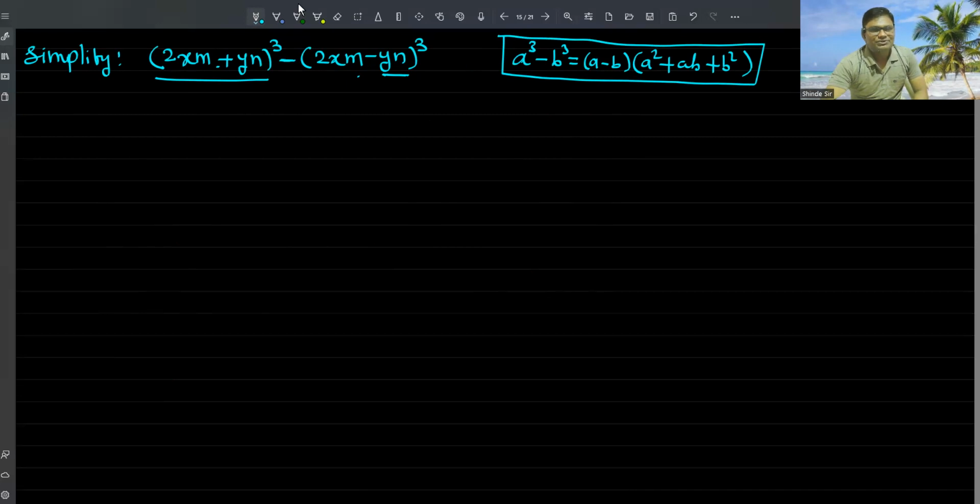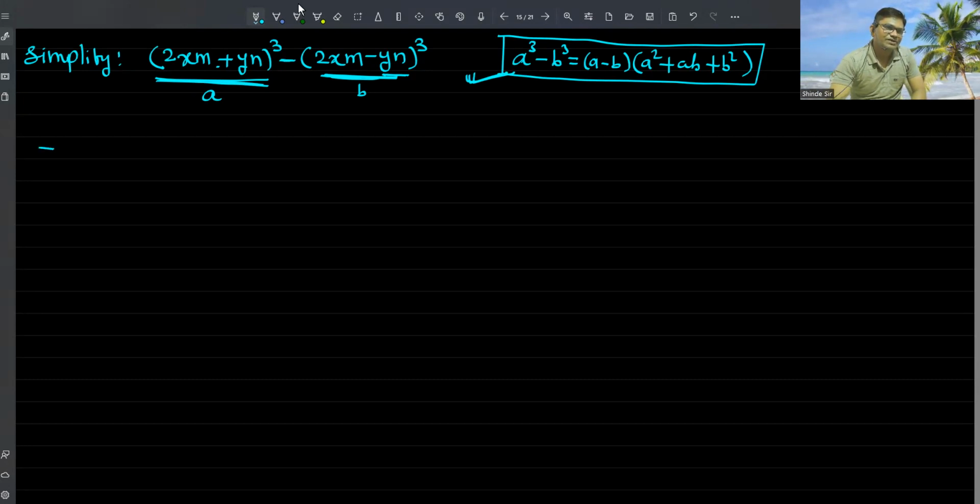So this one is the identity of factorization of algebraic expression. And we have the same case here. We have a first bracket cube minus second bracket cube. So the base of the whole first bracket will be 2xm plus yn, and the base of the second bracket will be 2xm minus yn. So we'll consider the first bracket as A, and the second bracket as B, and we are going to use this formula to simplify the given algebraic expression.